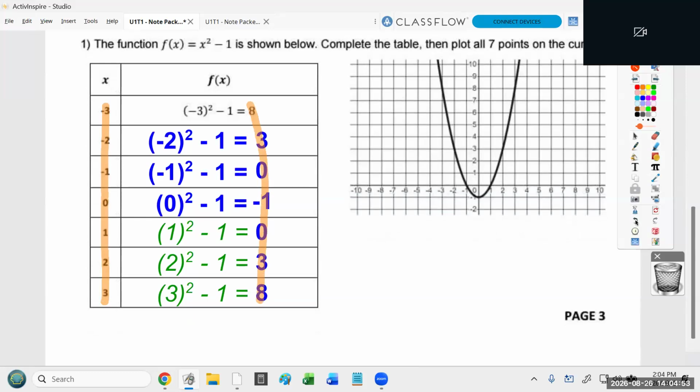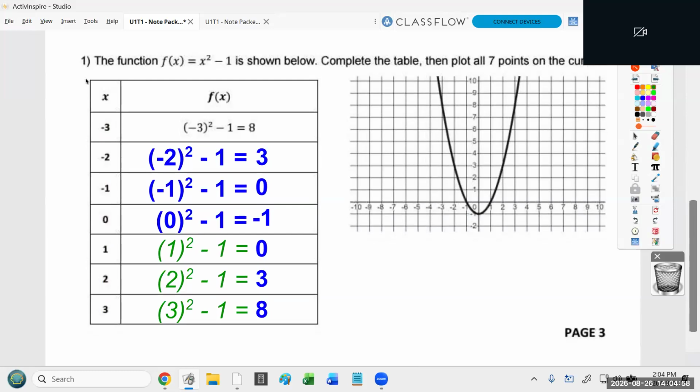Now, the other thing I want to make sure we're clear on is that when you're plotting a point, the x value tells you how far left and right to go. The f of x value or the y value tells you how far up and down to go. And you always start at the origin. Always start at the origin. You always start right in the middle.